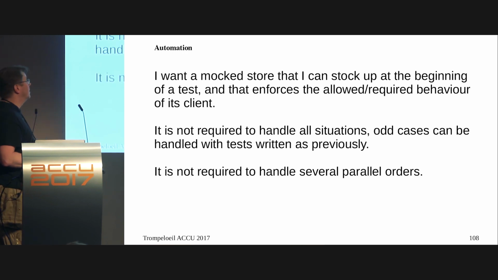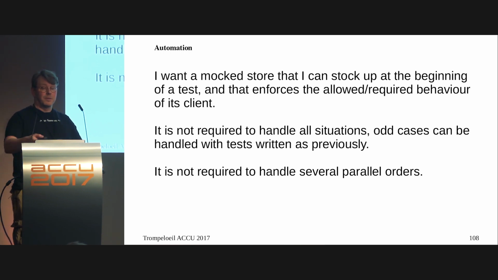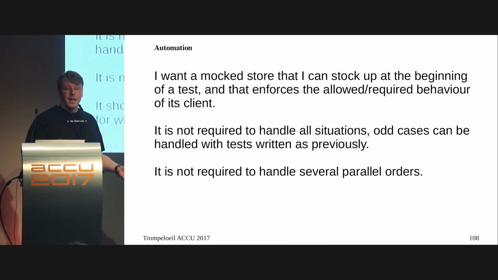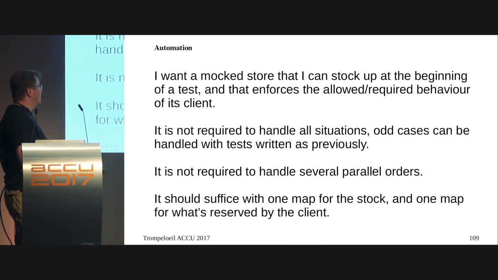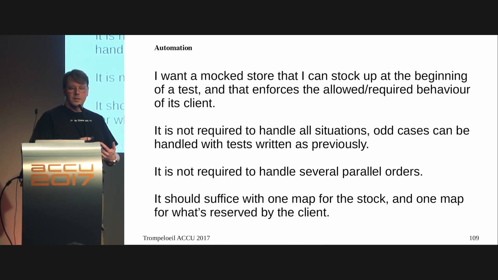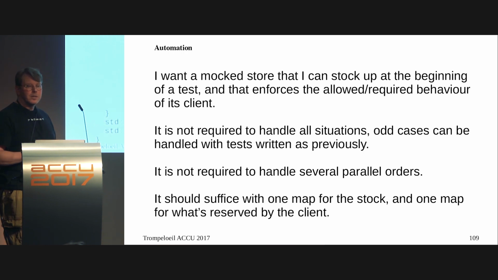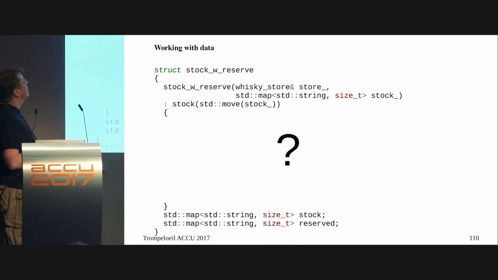Obviously, this mocked store does not need to handle several orders, because it's not the mock we're testing, it's the order. Don't fall into that trap. And I think it should suffice if I have an object that has two maps, one for the store's stock and one for what is reserved by the client. That should suffice. So I can write something like this. I'm not entirely happy with the name, but I have something that expresses stock that you can call reserve on, and it has these two maps.